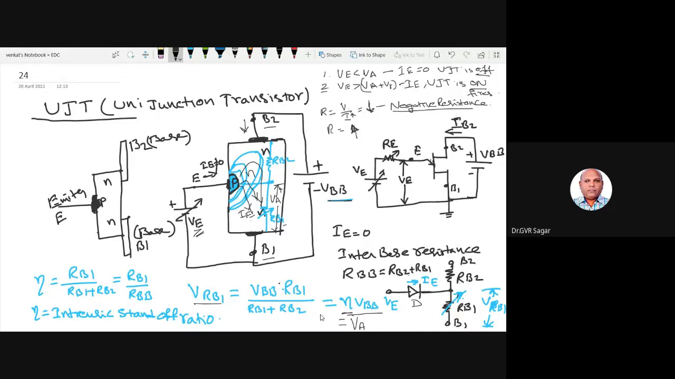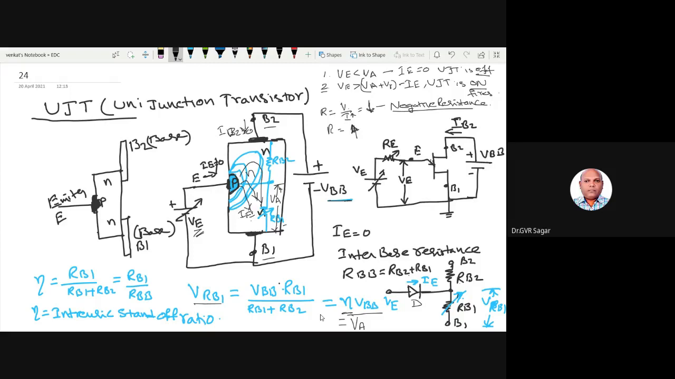Entirely because of this PN junction, because holes are diffused moving towards the base 2. Base 2 is a positive terminal. These holes are repelled from the base 2 and are moving in this direction. So no question of any base 2 particles traveling and reaching the base 1. So therefore I can say that IB2 is equal to 0. Current flowing through the base 2 is equal to 0.